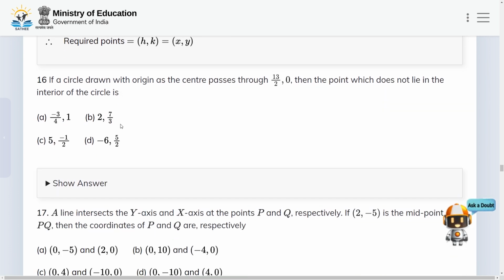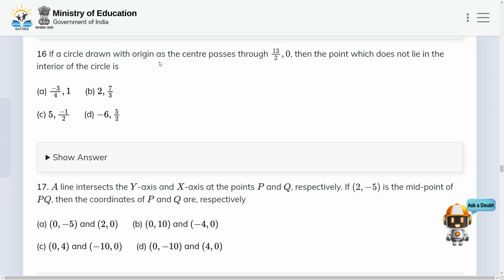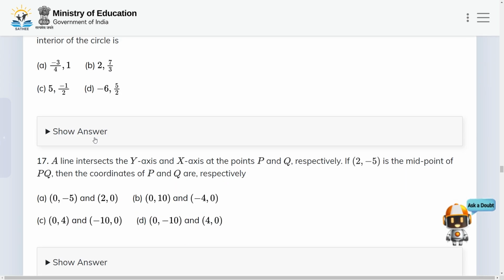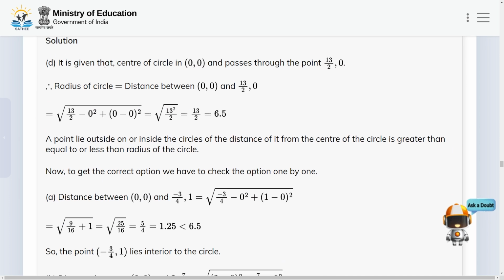And now let us move to question number 16. If a circle drawn with the origin as the center passes through the point (13/2, 0), then the point which does not lie in the interior of the circle is what? Here it is given that the center of the circle is (0, 0) and it passes through the point (13/2, 0). We know the distance formula, so the radius of the circle is the distance between (0, 0) and (13/2, 0). Using the distance formula, you will get this equal to 6.5.